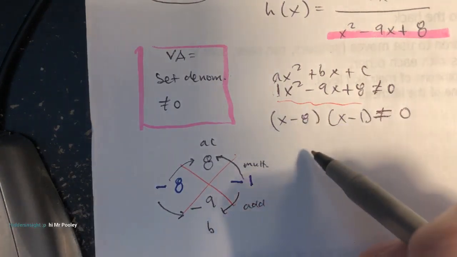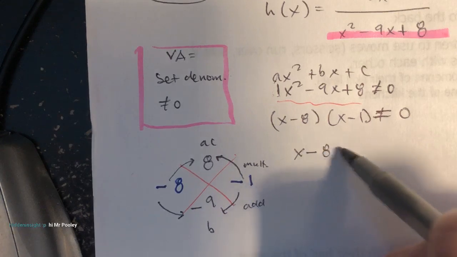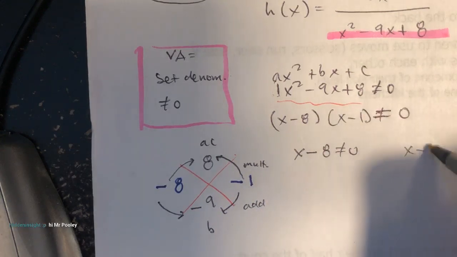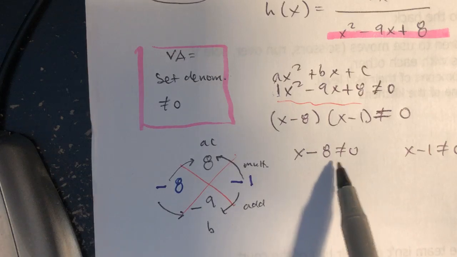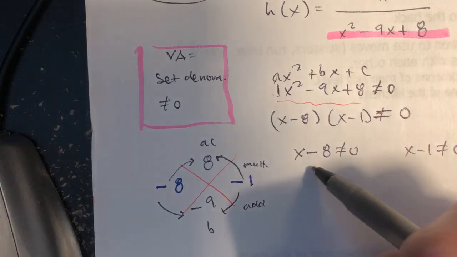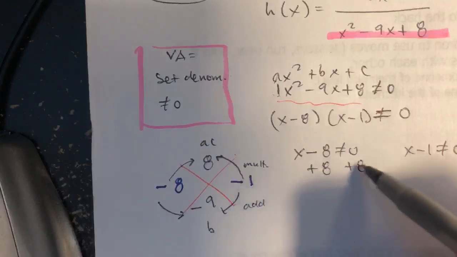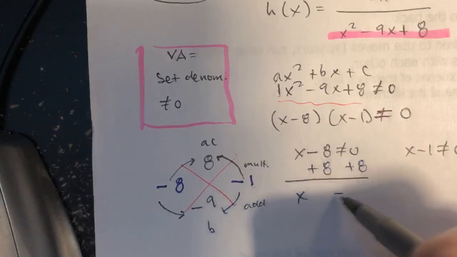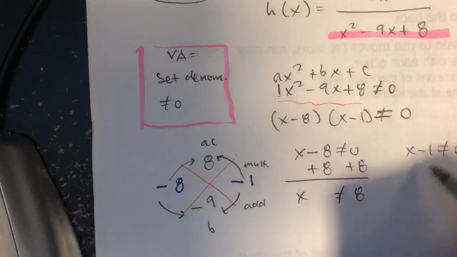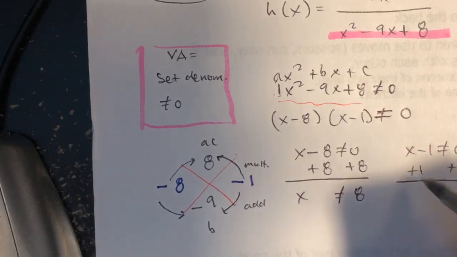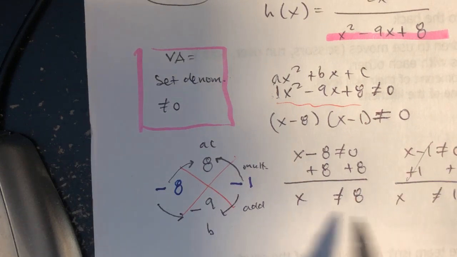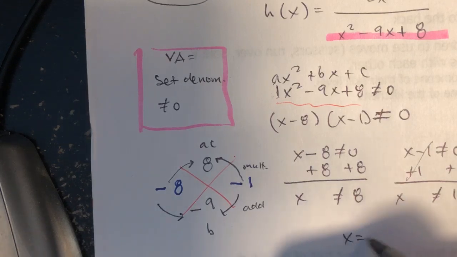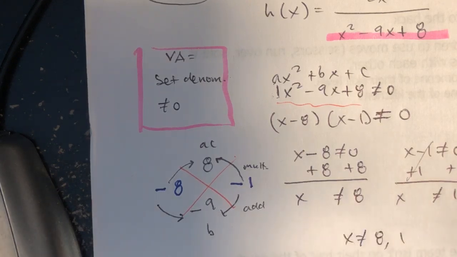Now I can set both of those not equal to 0. And then you just solve. Remember, don't get intimidated by the not equal sign. Just pretend it's like an equal sign. So I'm going to add 8 here. And over here, I'm going to do the inverse or opposite. This equals 1. I'm sorry, that equals 0. And this one equals 1. So our two vertical asymptotes here are at 8 and 1.